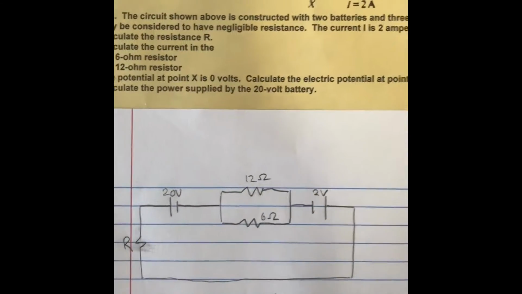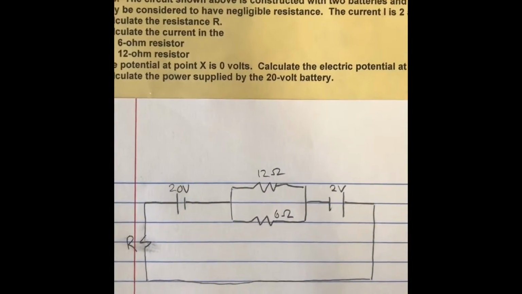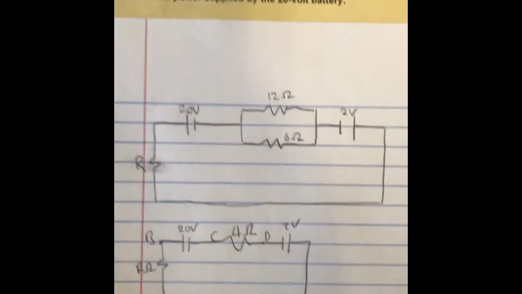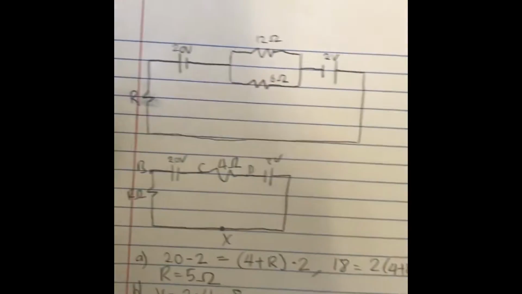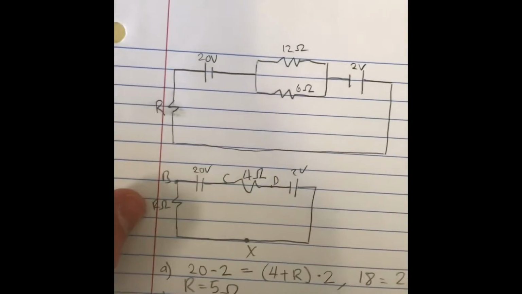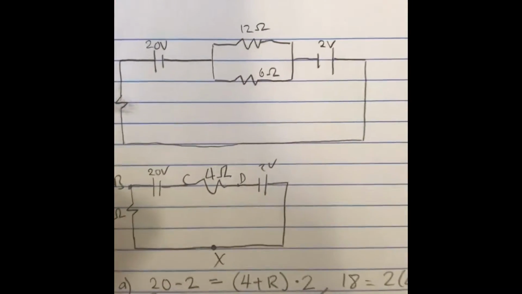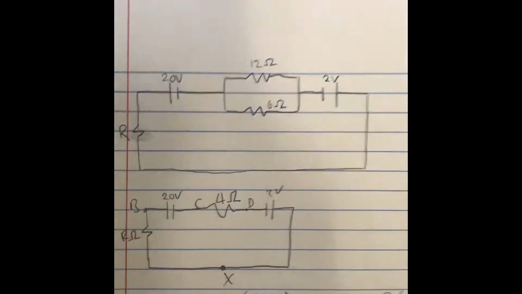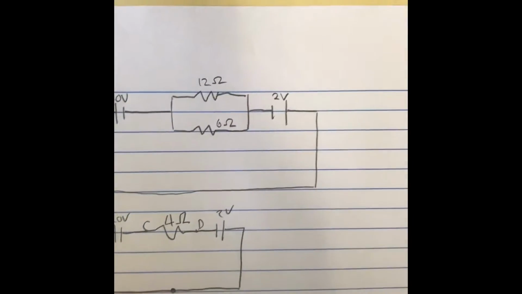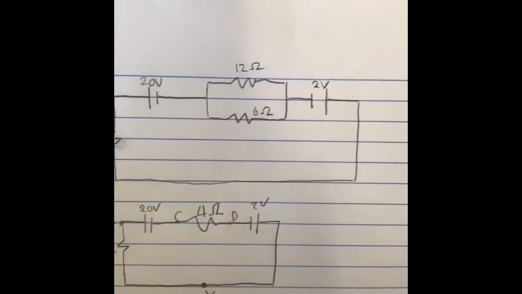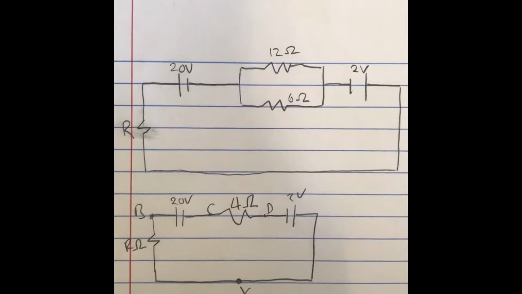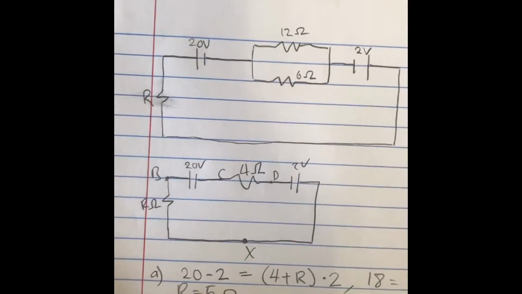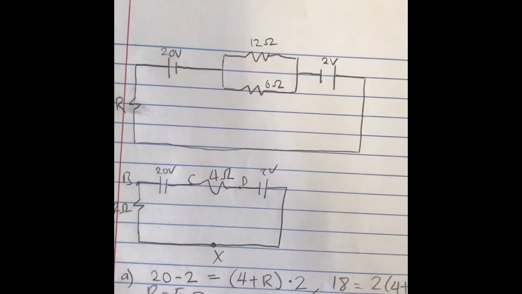So when you simplify the resistors in parallel, you get 4 ohms. So to find the R ohm value on the side, since the batteries are in series, you can add them together. But since they're facing opposite directions, you will subtract 2 from 20. So you get 20 minus 2, which will be your voltage, equals IR.